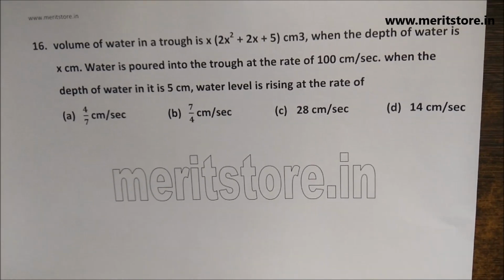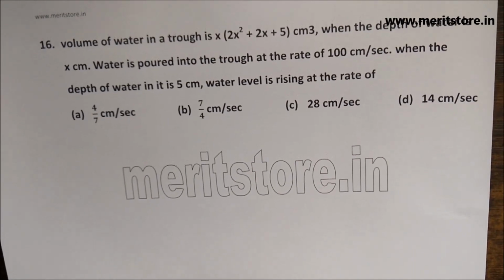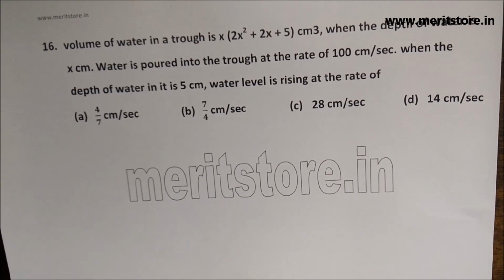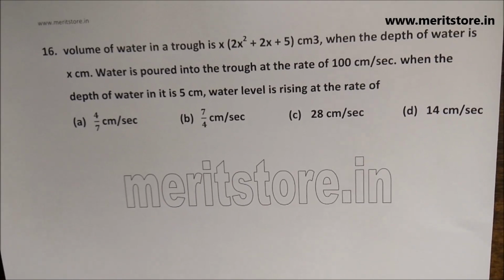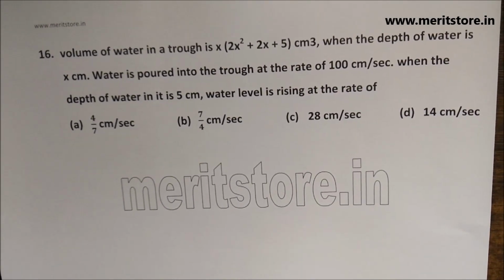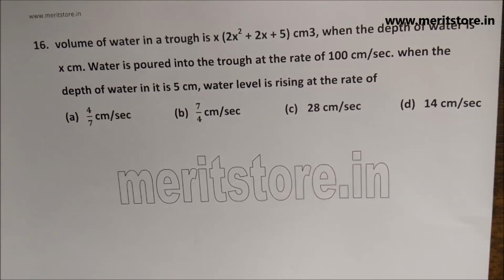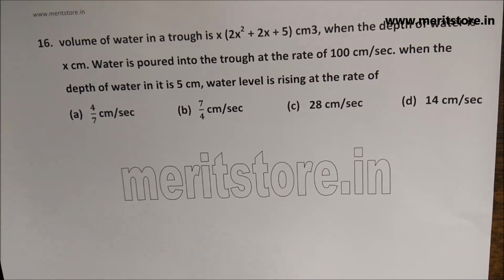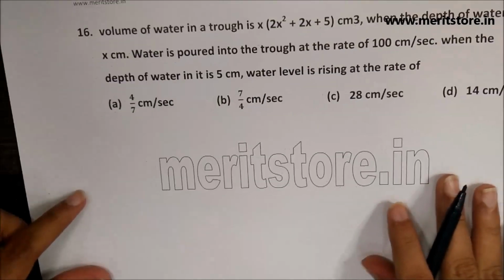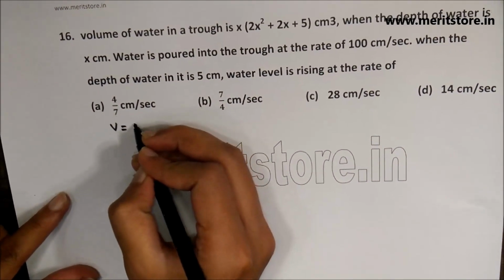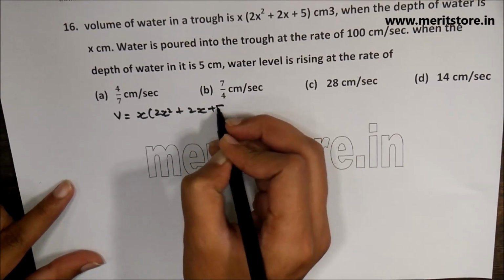Number 16. Volume of water in a trough is x bracket 2x square plus 2x plus 5 centimeter cube, when the depth of water is x centimeter. Water is poured into the trough at the rate of 100 centimeter cube per second. When the depth of water in it is 5 centimeter, the water level is rising at the rate of option A 4 by 7 centimeter per second, option B 7 by 4, option C 28, and option D 14 centimeter per second. We know volume is equal to x times 2x square plus 2x plus 5.